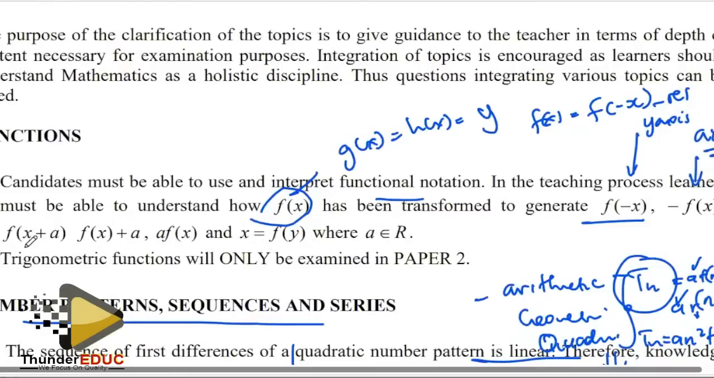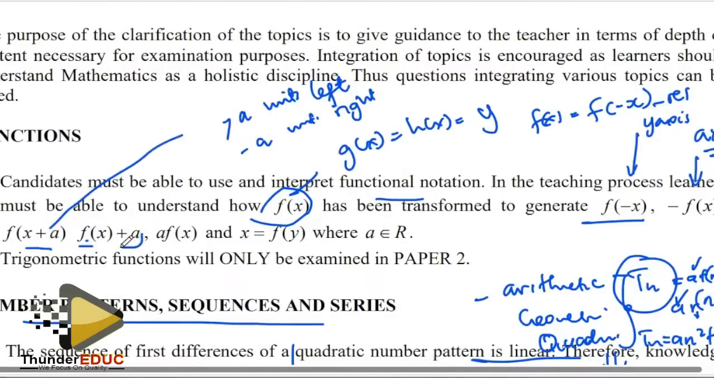Then if we have f of x plus a, this is a shift. In other words, the graph has been moved some units. So it's a units. If it's positive, it's going to be to the left. And then if it's a negative a, it's a units to the right. And then if we have f of x, and then plus a, where a represents any number, this a is going to represent a shift which is vertical, okay? The graph is being moved up or down, and so on and so forth. So trig functions, these can only be found within paper 2.